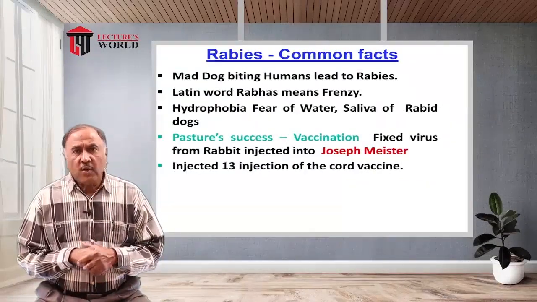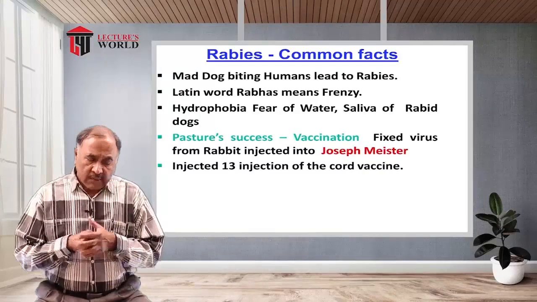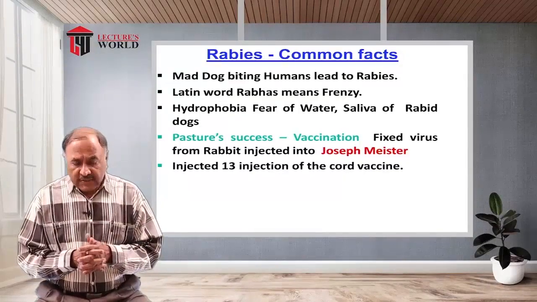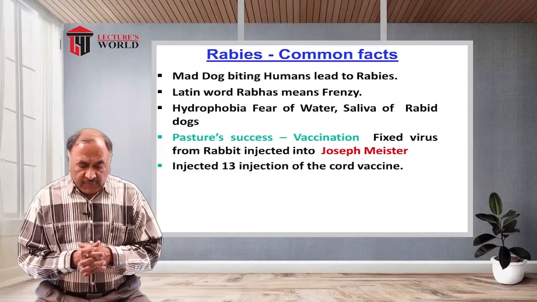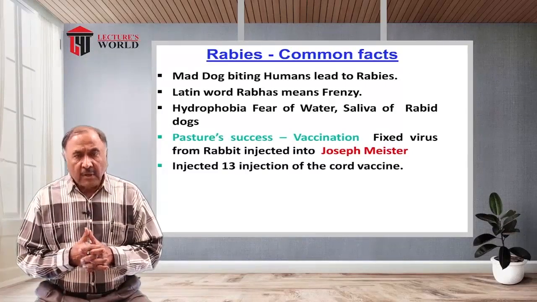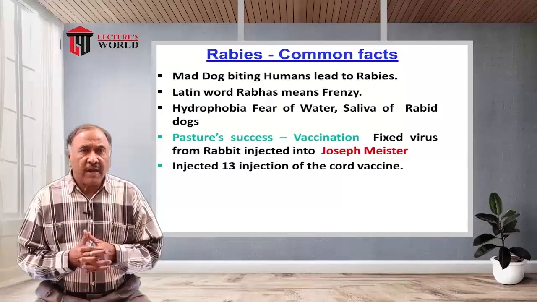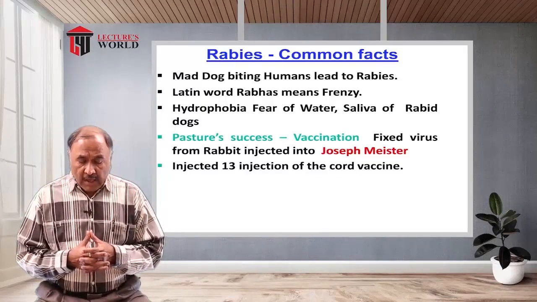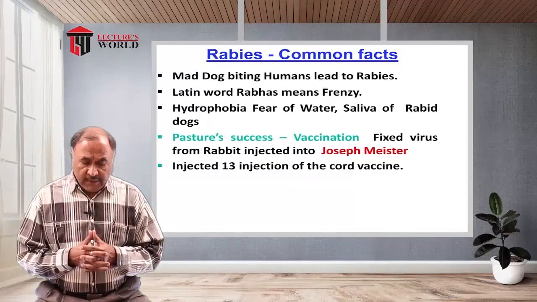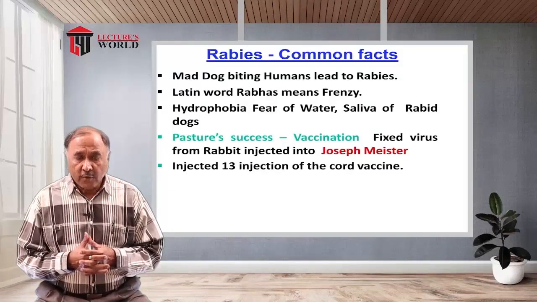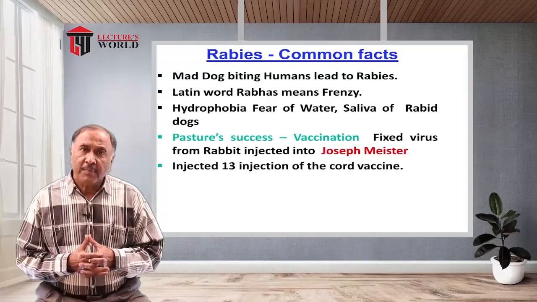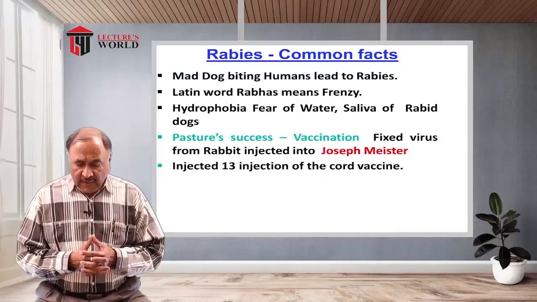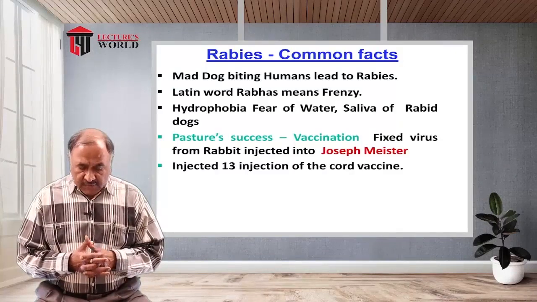Now, what are some of the very common facts? The first one is that a mad dog, or a rabid dog, bites humans, which leads to rabies. The word rabies is derived from a Latin word, rabhas, which means frenzy. The individual as well as the animal fears water, hydrophobia. Hydro means water, phobia means afraid of water. So there is a fear of water, and the saliva of a rabid dog contains these viruses.